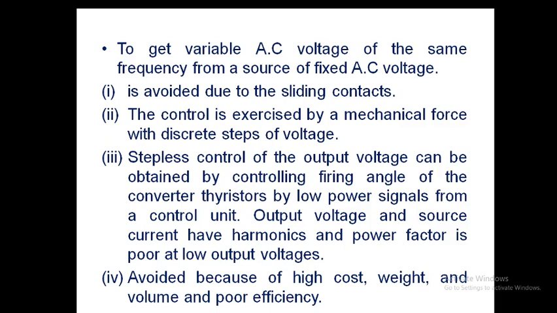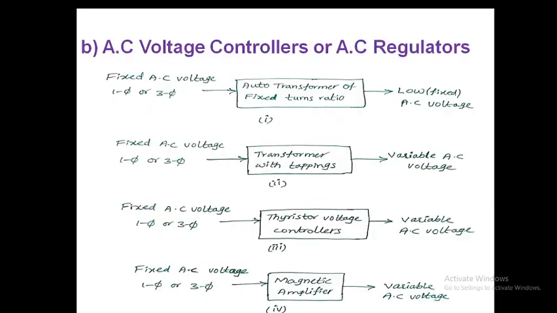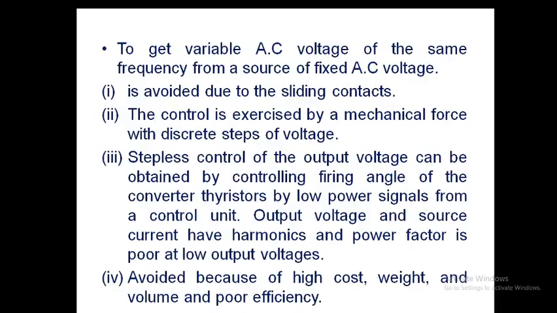The control is exercised by a mechanical force with discrete steps of voltage. So the transformer with tappings involves mechanical force as well as discrete steps. For different tappings, we get different voltages, meaning discrete steps of output variable AC voltage. That's why this is also avoided, since for high efficiency and smooth control of drives we avoid these. And the third one is the thyristor AC voltage controllers.